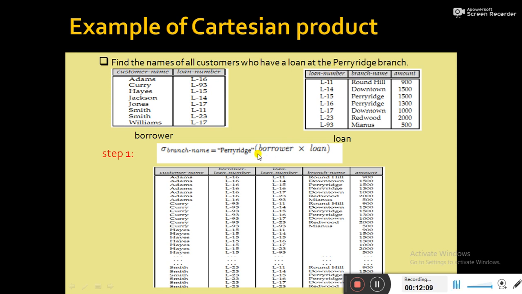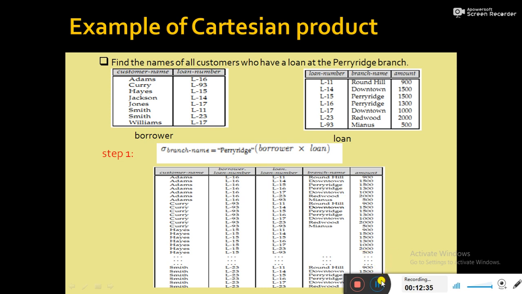That means we have to perform the selection operation on that relation. So select, the condition, the predicate appears as a subscript. So select branch name equal to Paris. That means it will select from relation borrower cross loan where branch name equal to Paris. So the records will be reduced and it will contain only those where branch name is Paris.